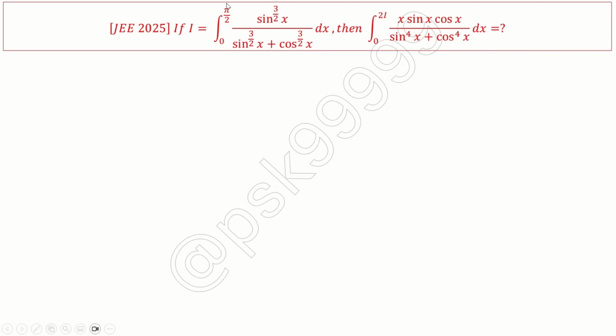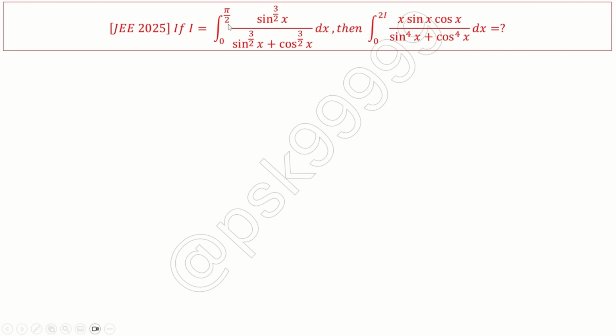if I equals the integration from 0 to pi by 2 of sine to the power of 3 by 2 x divided by sine to the power of 3 by 2 x plus cos to the power of 3 by 2 x dx, then what is the integration from 0 to 2 pi of x sin x cos x divided by sine to the power of 4 x plus cos to the power of 4 x dx? Okay, so now you see this one.